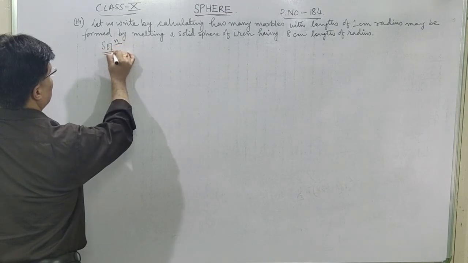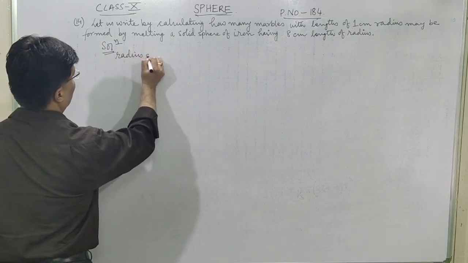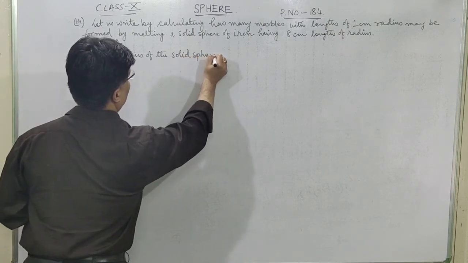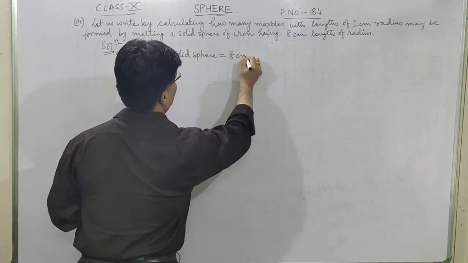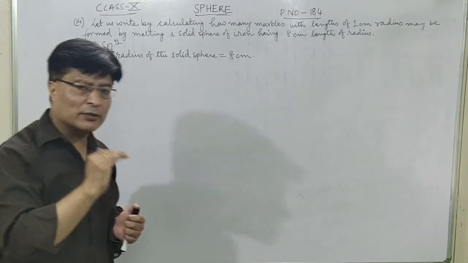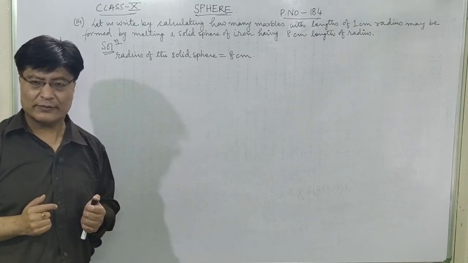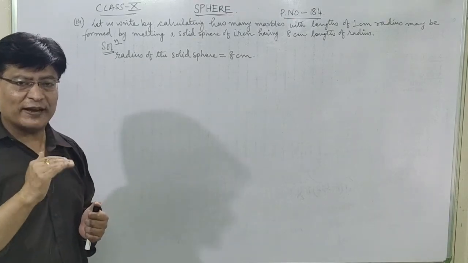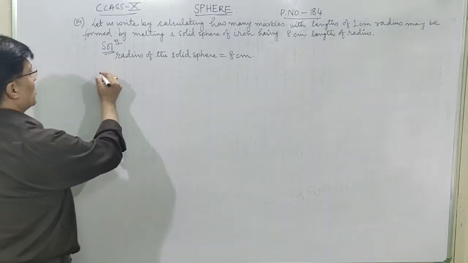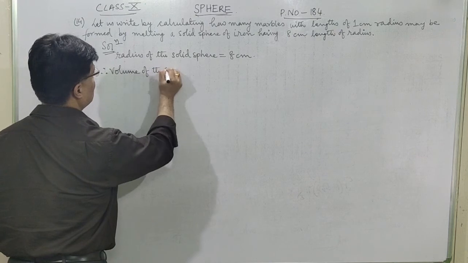So the solution here is: the radius of the solid sphere is equal to 8 centimeter. Now in this case, how many marbles can you form from a solid sphere of radius 8 centimeter? You have to find out the number of marbles that can be formed. So in this case you have to find out the volume of the solid sphere.